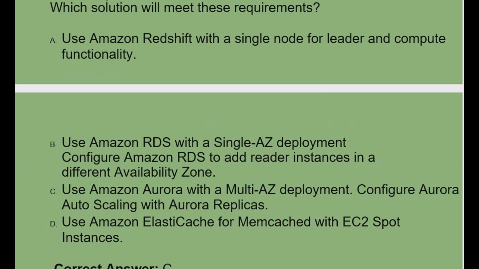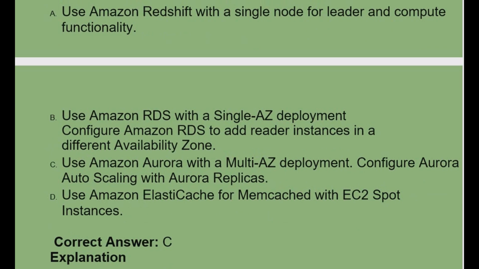Option A. Use Amazon Redshift with a single node for leader and compute functionality. Option B. Use Amazon RDS with a single-AZ deployment and configure Amazon RDS to add reader instances in a different Availability Zone. Option C. Use Amazon Aurora with a Multi-AZ deployment. Configure Aurora Auto Scaling and Aurora Replicas. Option D. Use Amazon ElastiCache for Memcached with EC2 Spot Instances. Correct answer is option C.